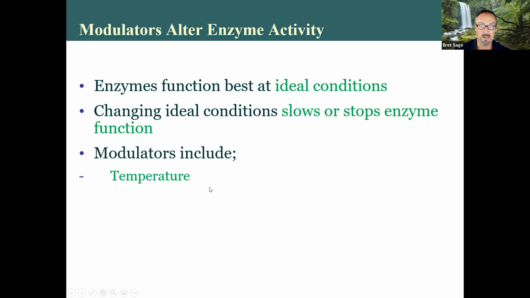What are some modulators? Temperature. So temperature, we're going to see, can speed them up, and it can also slow them down, and it can destroy them. pH, for example, the acidity or basicity, each enzyme likes its own particular level of acid or base. We're going to see that here in a moment. And inhibitors. Now, inhibitors are things that can stop enzymes from working, that can either be permanent or temporary.